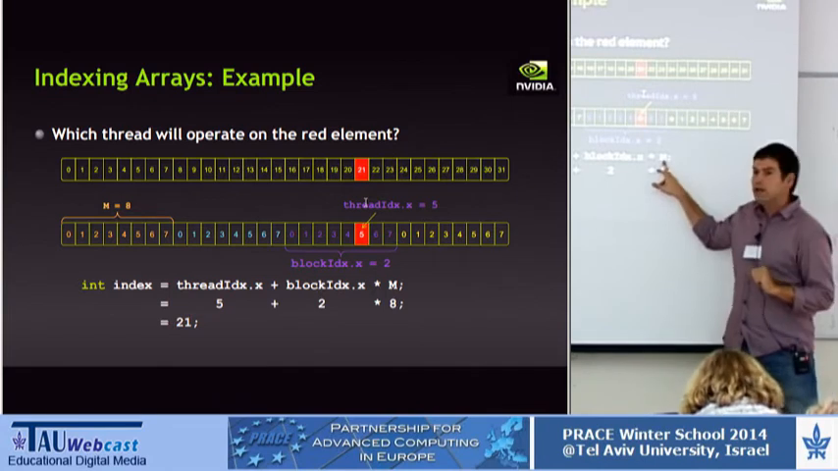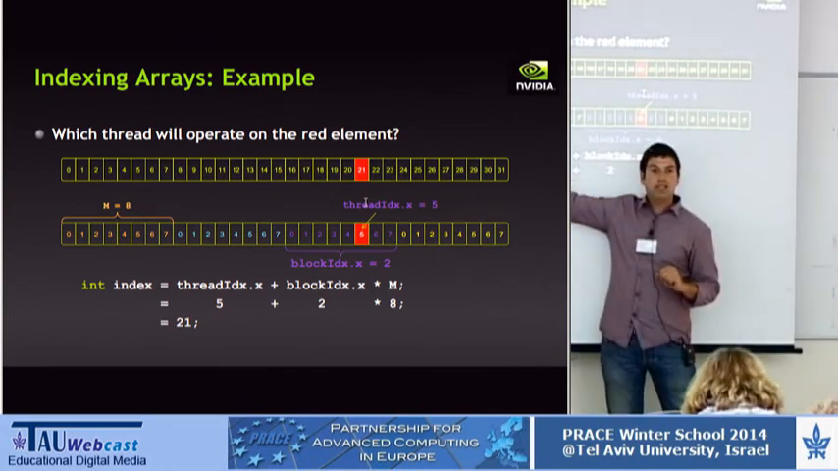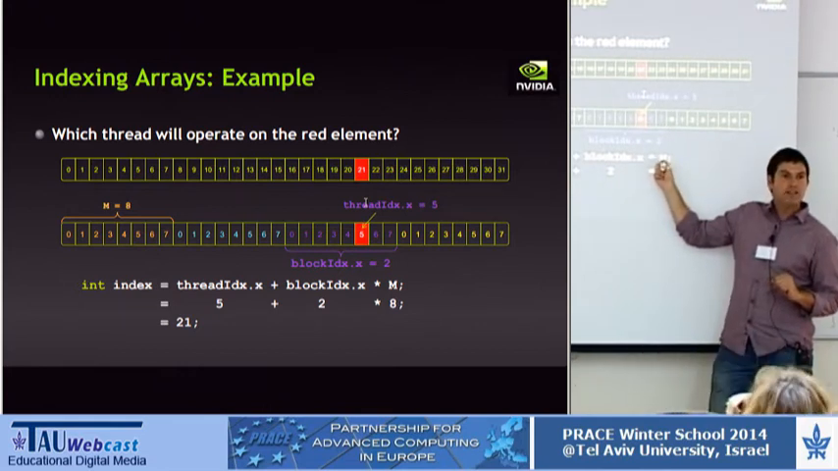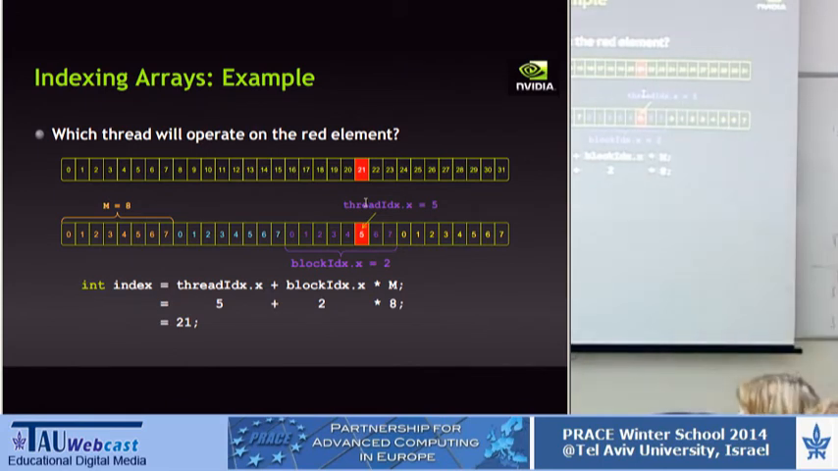Okay. So, guys, in order to be able to calculate this index, I'm going to need this M. How many threads are in a single block? This is sort of a constant, right? Where do you get this info? Is it something you can define?